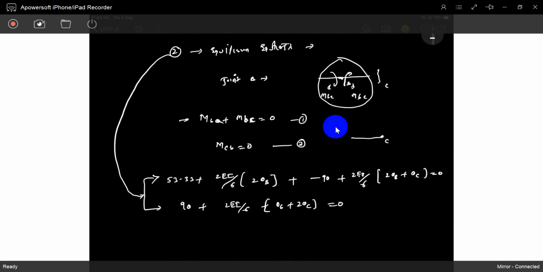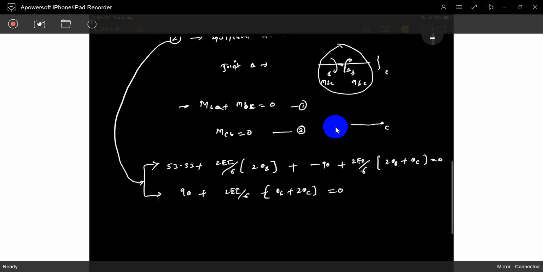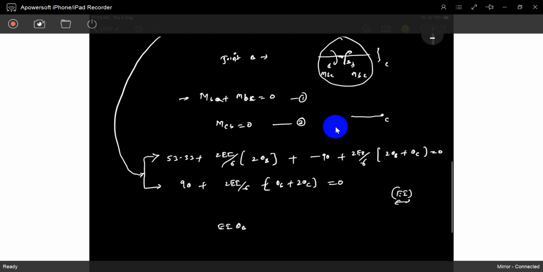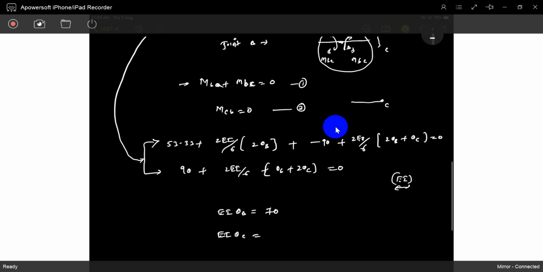Now these are two unknowns and two equations. Solve them and find theta B and theta C. We didn't get any value of EI, they didn't provide any value of EI, so you have to write EI theta B is equal to 70, and EI theta C is minus 170. You will get it. Find theta B and theta C in terms of EI. If the EI value is given, you can use it directly.